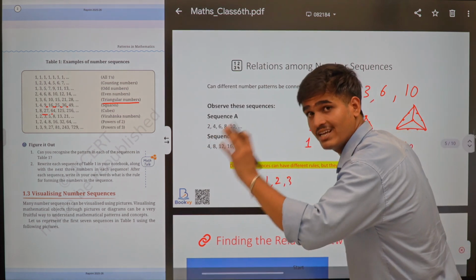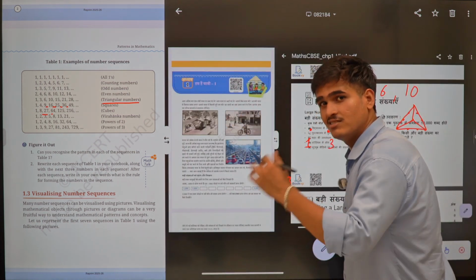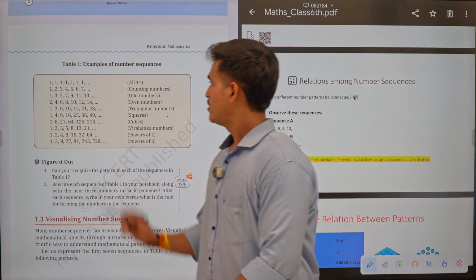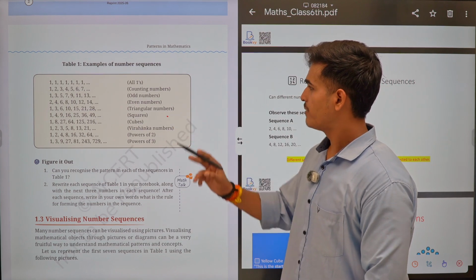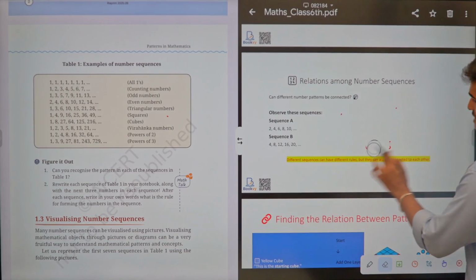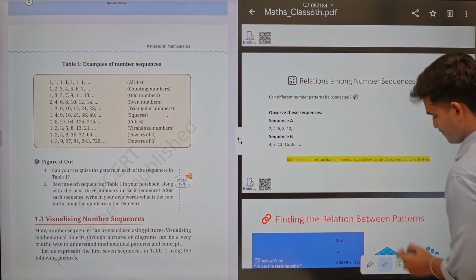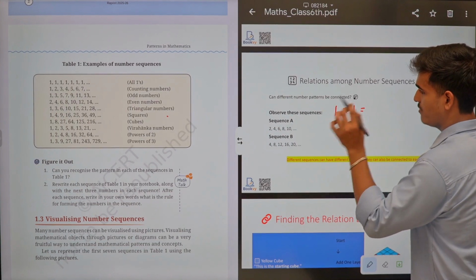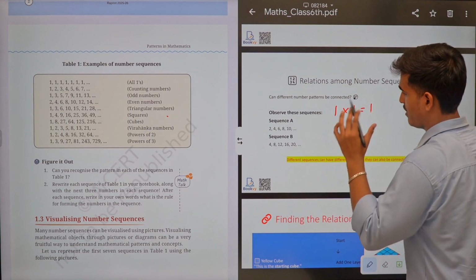It's only following the simple whole number pattern just by squaring the number. Okay, we have seen the all ones, counting numbers, odd numbers, even numbers, and we also studied the triangular numbers. For example, if the number 1 is multiplied by itself, it will become 1. Okay, so we have got this.